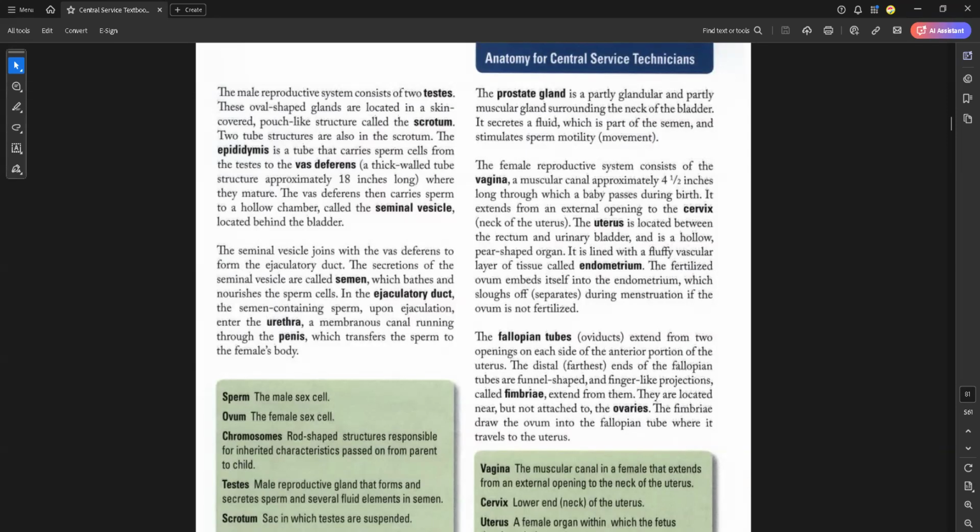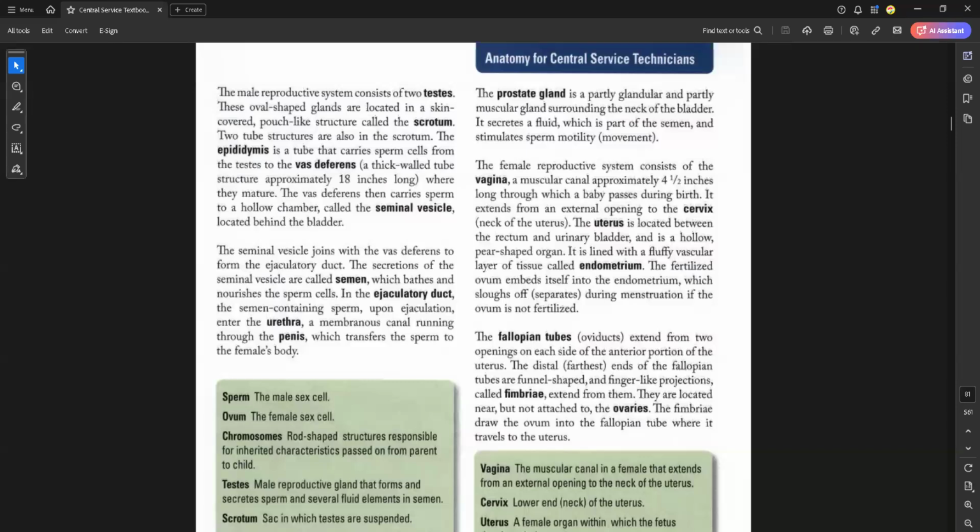So the seminal vesicle, I'm reading the next paragraph. The seminal vesicle joins with the vas deferens to form the ejaculatory duct. The semen. What you see is actually called the semen. I mean, you cannot see the sperm. These are microscopic. But of course, the sperm must be carried in the semen into the vagina. So during sexual intercourse, that's what happens.